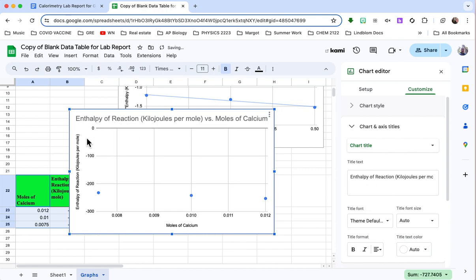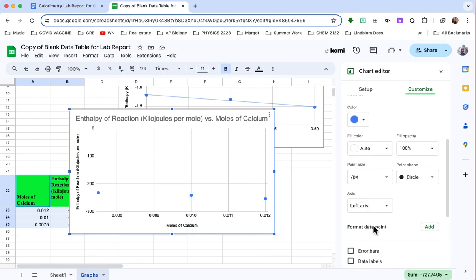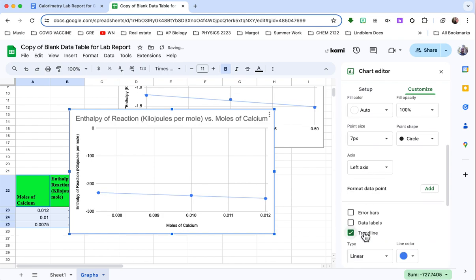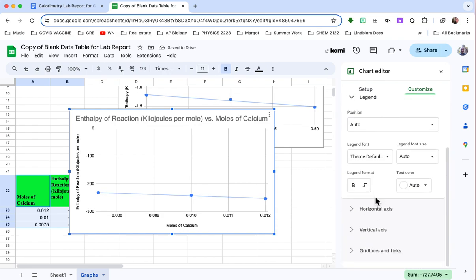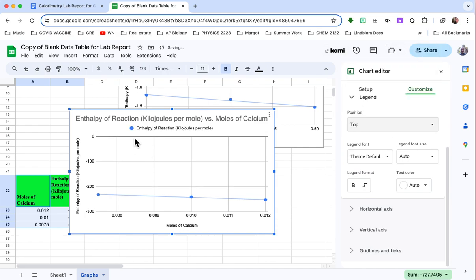Just because sometimes when you move a graph from Google Sheets into something else, it moves the labels a little bit. So I just want to really make sure that that is featured there. Okay, I still need my trend line. I have my trend line. I need a legend, top. Okay. So enthalpy of reaction, kilojoules per mole. I have moles of calcium down here.